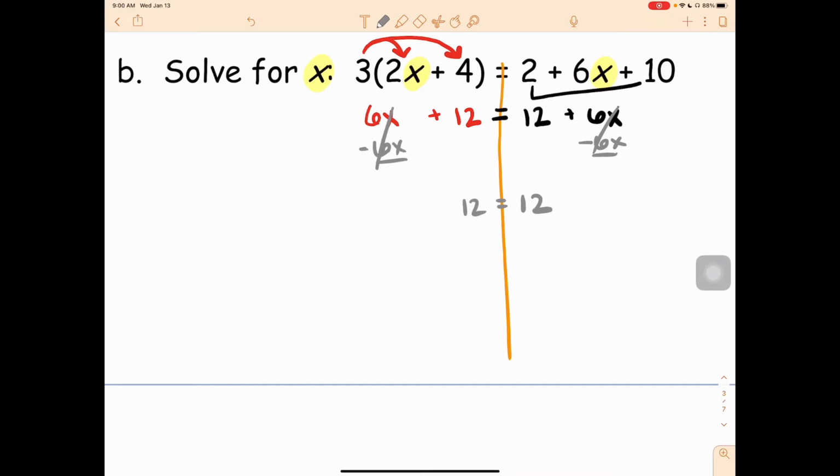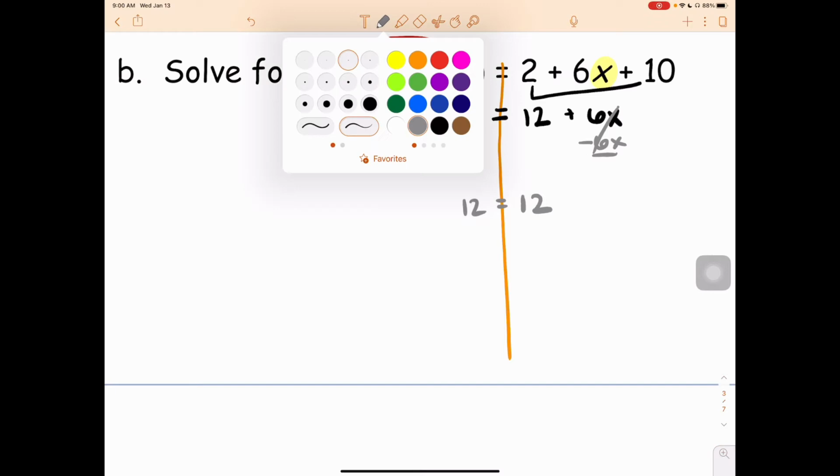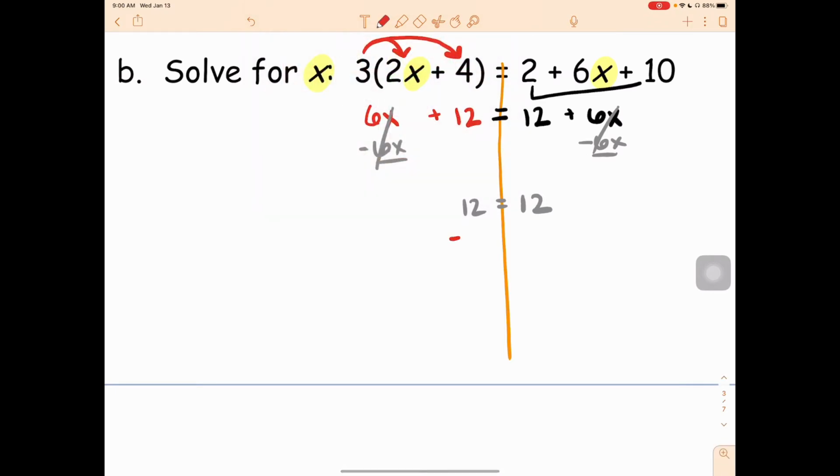Okay, so this means whenever you have sides that are equally true, right? They are completely equal, equally true. It's like a redundant statement, but they are both equal. If you subtract 12, you're going to get 0 equals 0. So x is all real numbers. You can plug in any number for x.